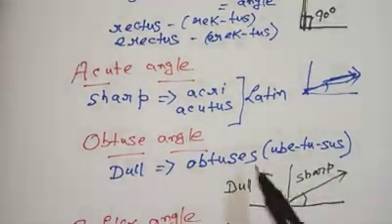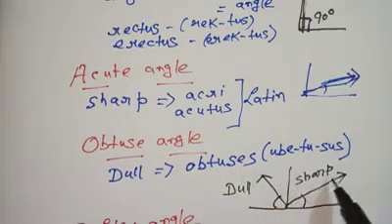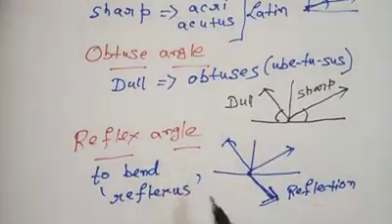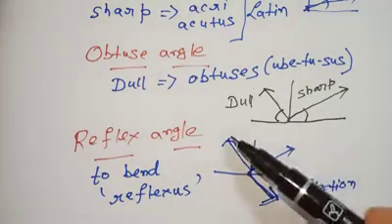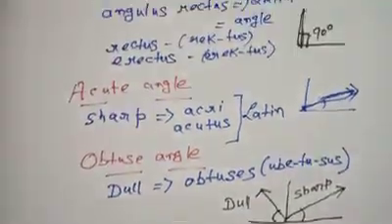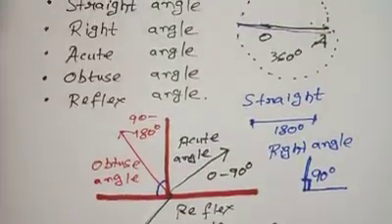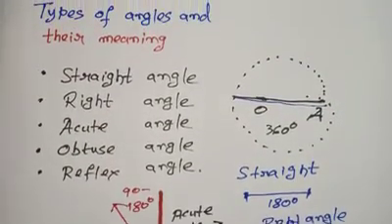Obtuse is just the opposite of sharp, that is a dull one. The Latin word is obtusus. So if this is sharp, this is dull. And finally the reflex angle, it means reflexus, that is to bend, and you see how the rays are bending. So this is basically a video which I thought to make you understand, because we are all reading these lines: straight, acute, reflex and obtuse angle.